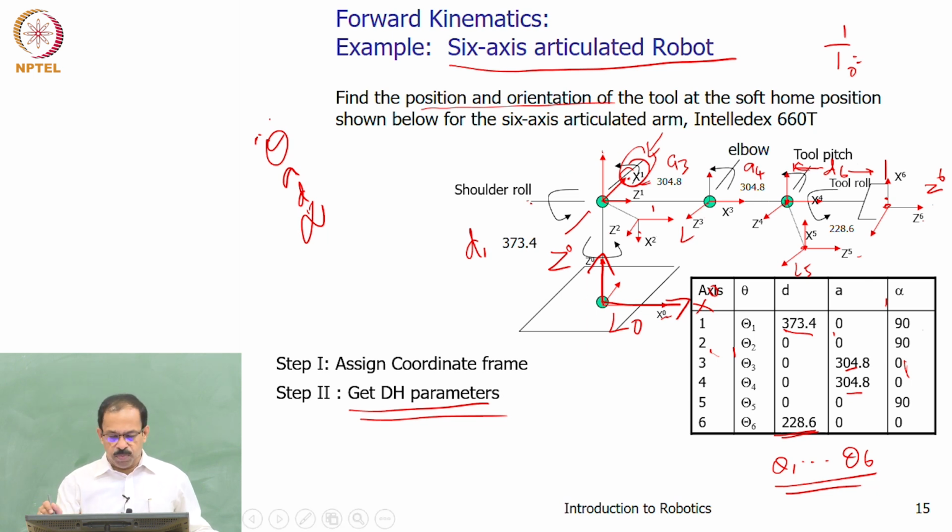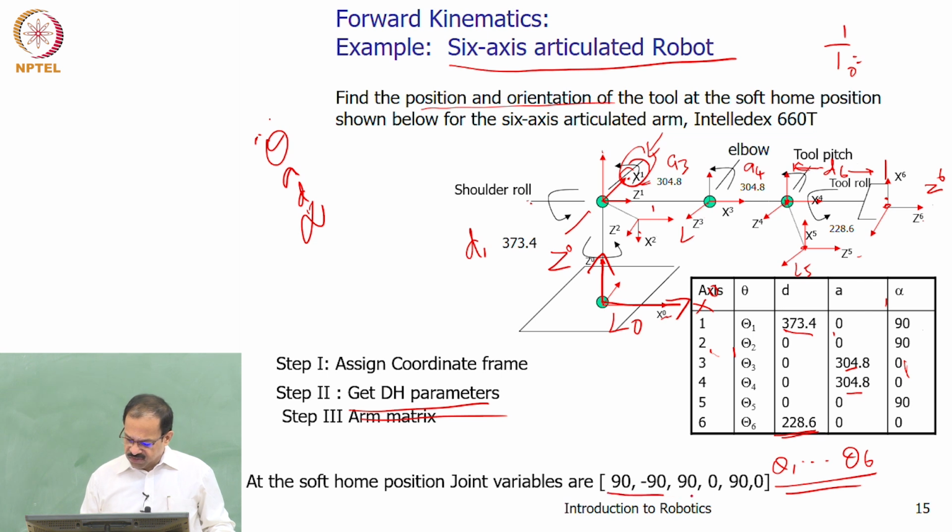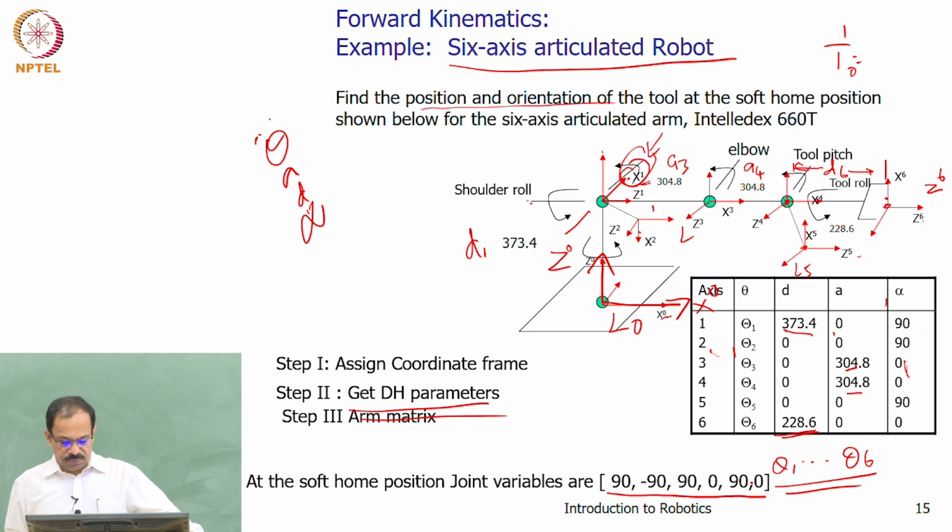So if I call this the home position of the robot, you will be able to find the home position theta as 90, minus 90, 90, 0, 90 and 0. So these are the home position theta values. Theta is a variable, but for the given configuration that we used for getting the coordinate frames, there is an angle between x0 and x1, similarly x1 to x2, etc. That is given as 90, minus 90, 90, 0, 90, 0. You can verify later how you are getting these values.